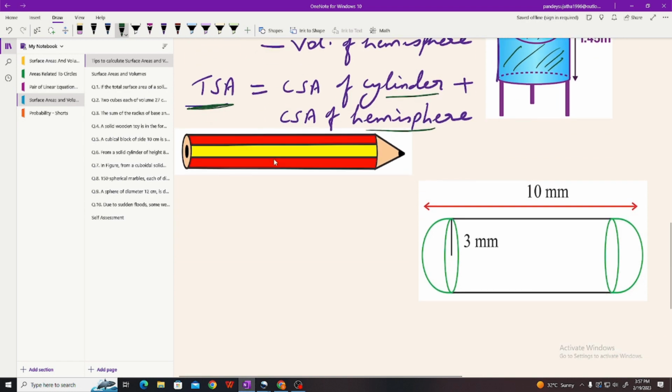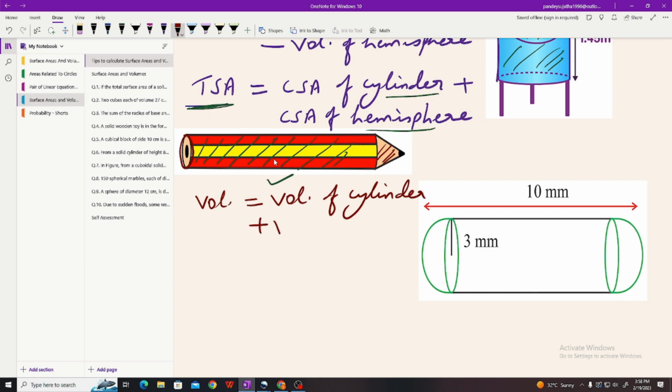Next, to find the volume of this pencil, here just see that we are able to see the cylindrical portion and the conical portion and this circular base. So the volume of this pencil will be equal to volume of cylinder plus volume of cone, that is this one.